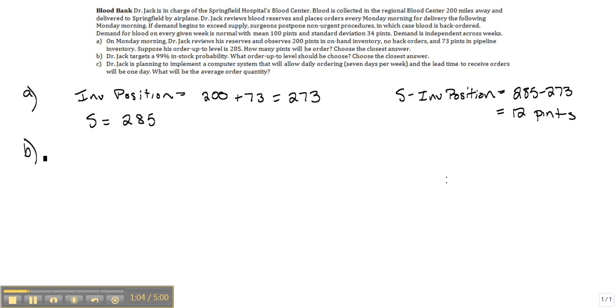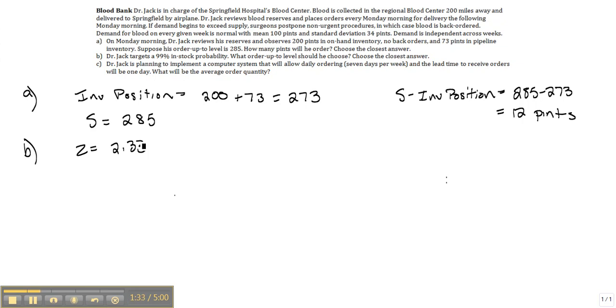For part B, we'll turn to the normal distribution function table to find a z-value that is closest to our target 99% in-stock probability. We see that that equals a z-value between 2.32 and 2.33, but using the roundup rule, we'll choose the z-value of 2.33, which has a probability of 0.9901.